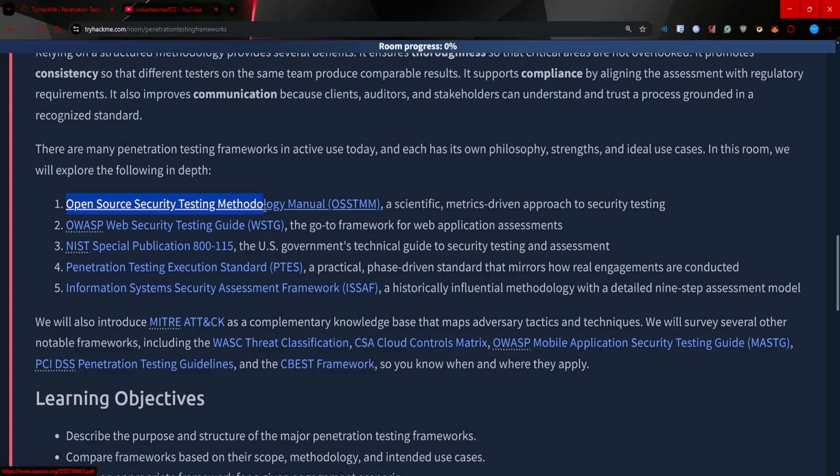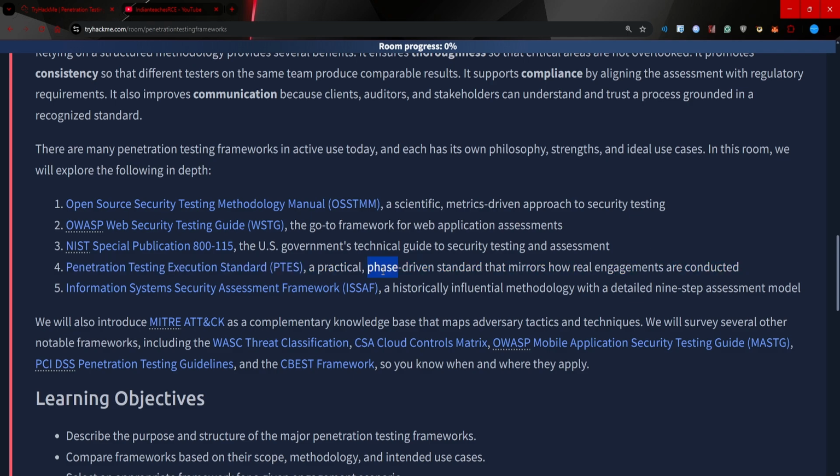Open Source Security Testing Methodology Manual, OSSTMM, a scientific, metrics-driven approach to security testing. Scientific metric, okay. OWASP, this is the most common one by the way. Web Security Testing Guide, the go-to framework for web app assessments. NIST Special Publication 800-115, the US Government technical guide to security testing and assessment. Penetration Testing Execution Standard, PTES, a practical phase-driven standard that mirrors how real engagements are conducted.